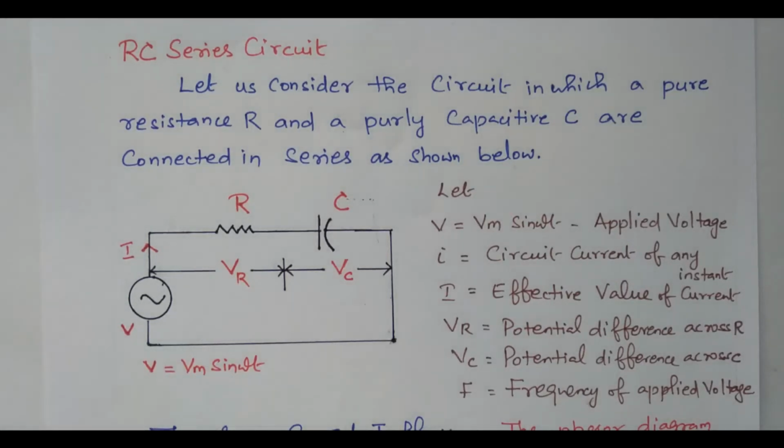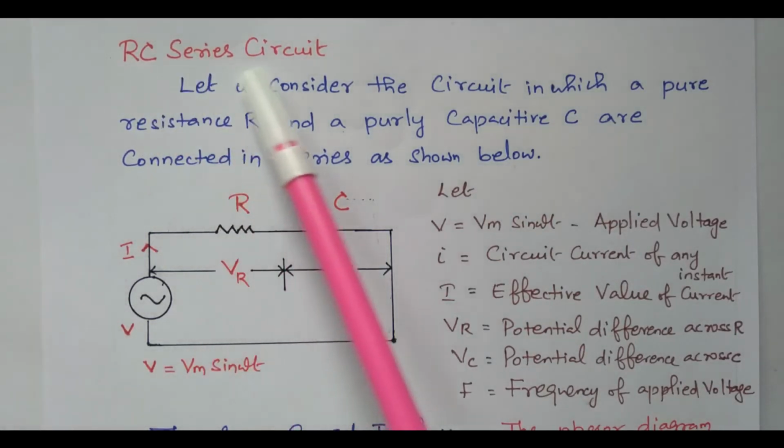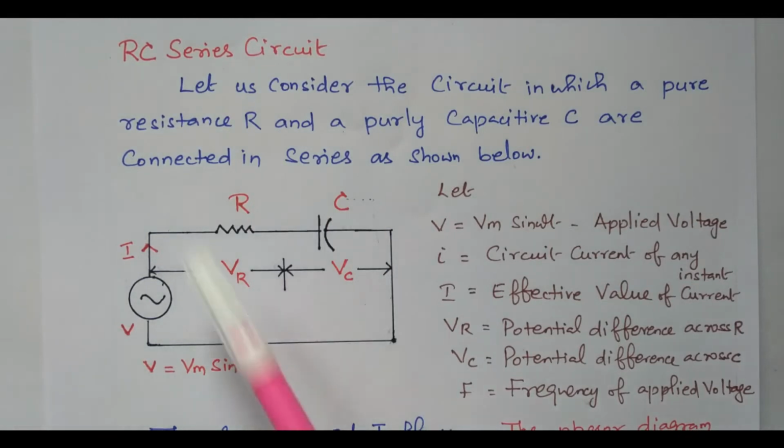Welcome viewers. In this video we will see the RC series circuit, that is, a resistor and capacitor connected in series. Consider this diagram. Resistor and capacitor are connected in series and energized by the AC voltage. We will see what the behavior of this circuit is. What is the current, voltage, impedance, power factor, and power we are going to analyze.